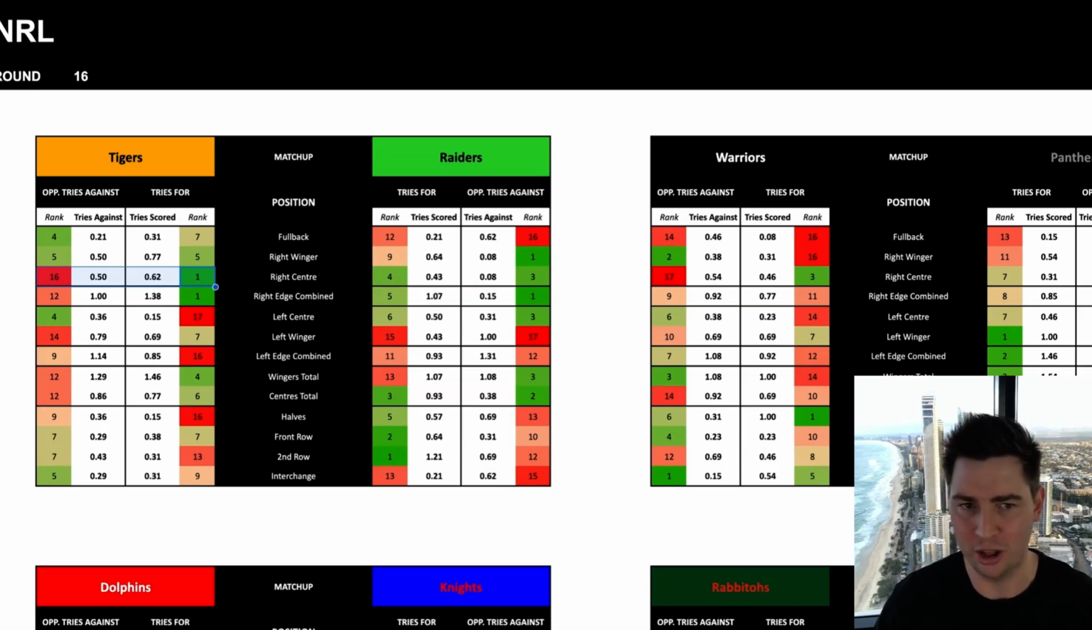But then we want to do further research into the player playing that position. Is it the regular player? Have they been playing recently? What's their recent form like? What's the overall team form like? Here we're looking at the overall season for 2025.